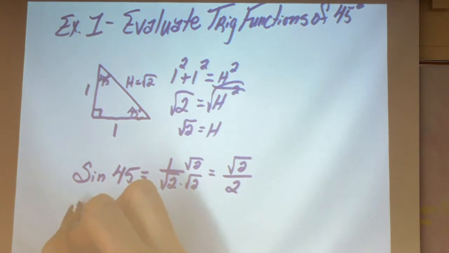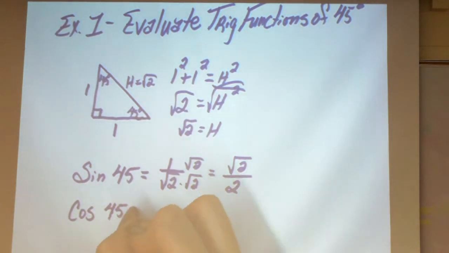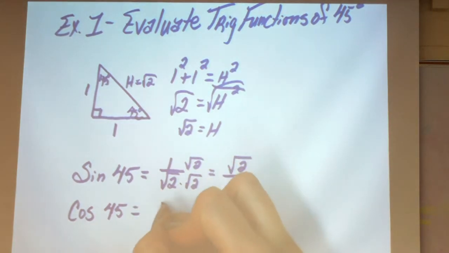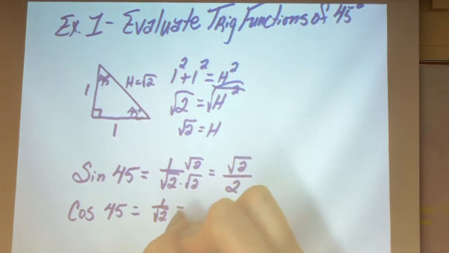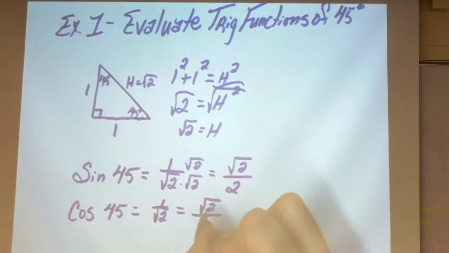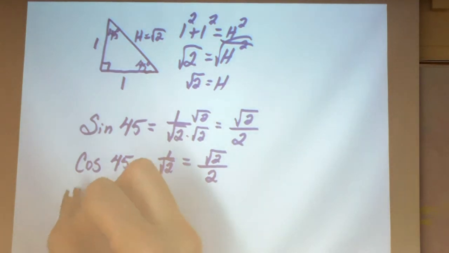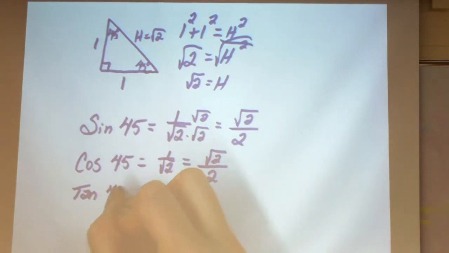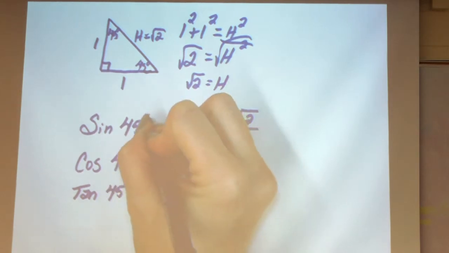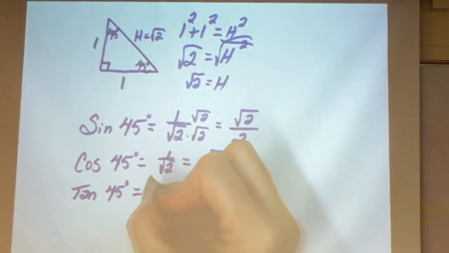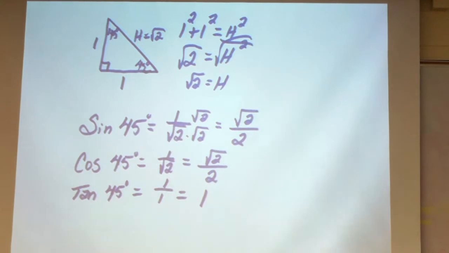Okay? Cosine of a 45-degree angle. Cosine is your adjacent over the hypotenuse. Now, if I look at this angle, my side adjacent is 1. So I'm going to have the same answer as my sine of 45 degrees. And if I rationalize the denominator, I'm going to end up with the square root of 2 over 2. Okay? Tangent of a 45-degree angle. Tangent, remember, is opposite over adjacent. So my tangent of a 45 is 1 over 1, which is just 1.